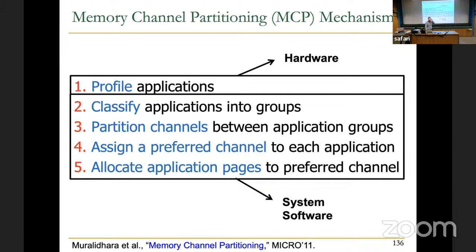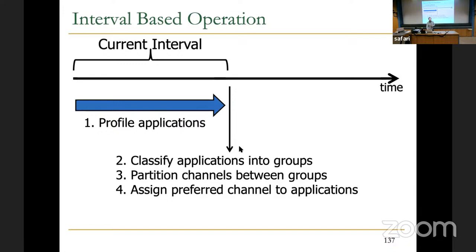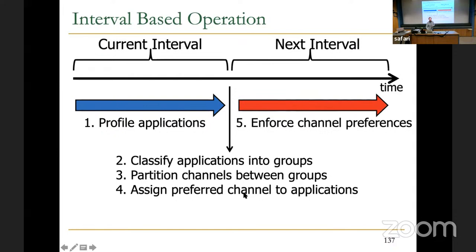One of the reasons is that we do interval-based operation. Basically, in the current interval, you profile the applications in the hardware. At the end of the interval, the system software classifies the applications into groups, partitions the channels, and assigns a preferred channel. During the next interval, the system software enforces channel preferences based on the application. And of course, it profiles the applications for the next interval.